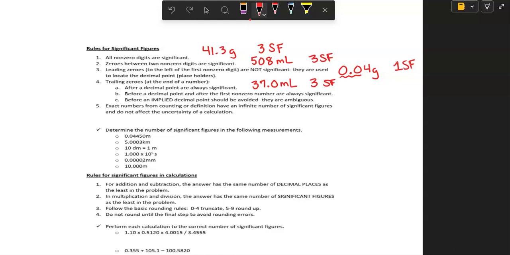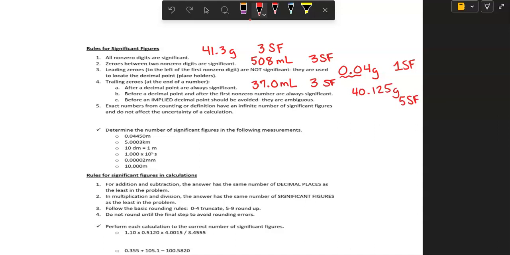The second rule goes along with what we've already said. If it's after a decimal point, after the first non-zero number, it's also significant. So if I have 40.125, I don't know, grams, that number actually has 5 significant figures. Everything there is considered significant.